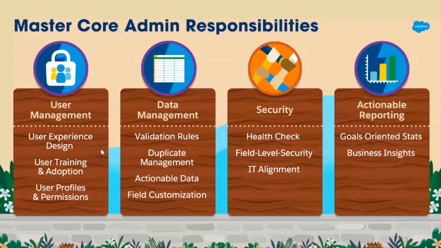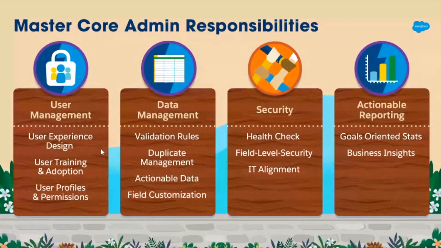To make sure the data is clean and good, the role of admin comes into place to make sure there are duplicate management rules and validation rules, so that data looks and sits good in CRM, because that's the core of everything. Then comes security, to make sure everything is compliant. Everyone should see what they should see and not anything additional to that. You should make sure that the org is secure and you are not giving out your data, which is very precious for a company, and keeping it intact.